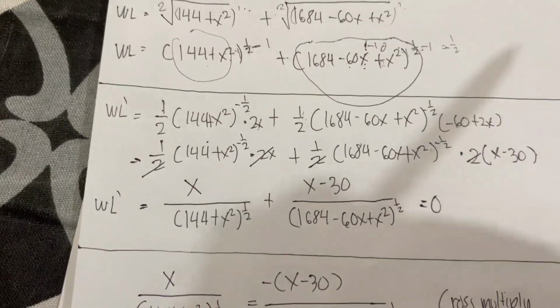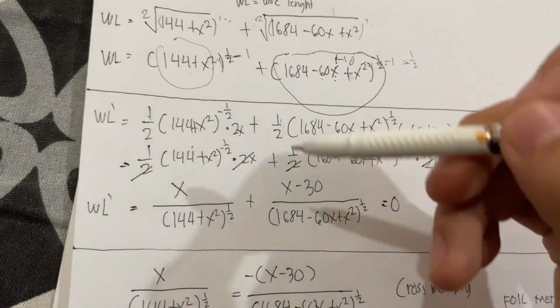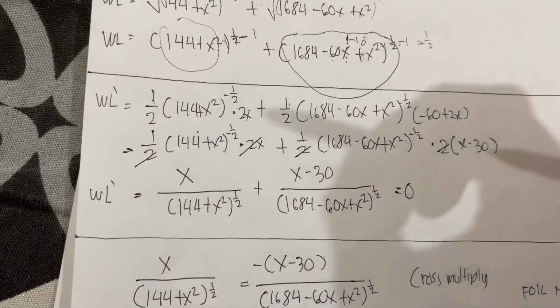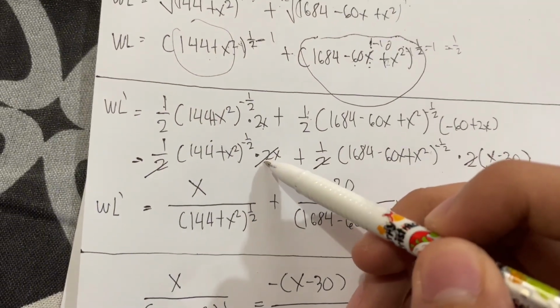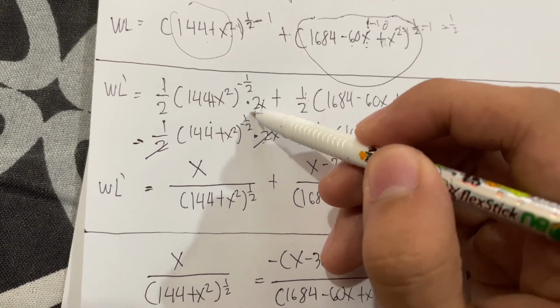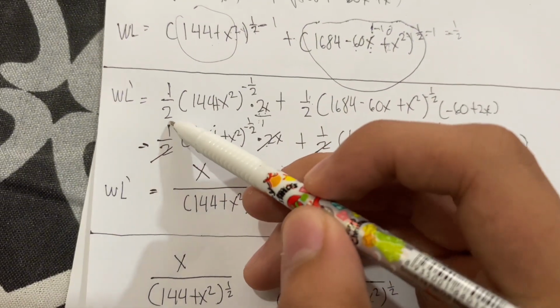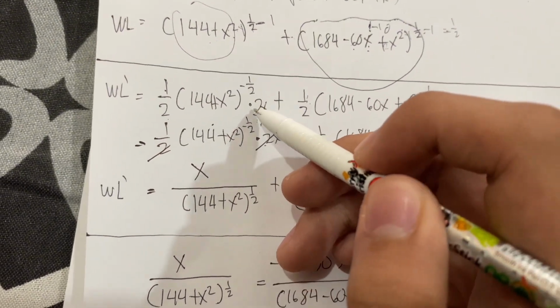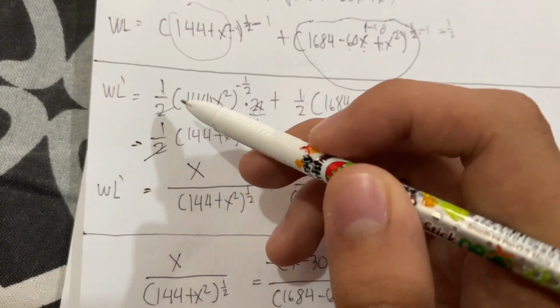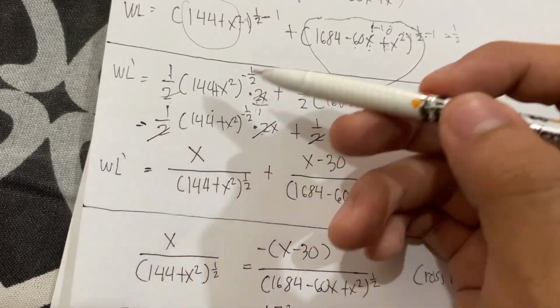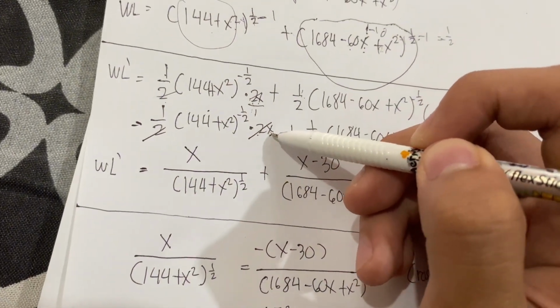Now, the next step will be simplifying, or combining. Since there is a 2x here, we know that this 2x is over 1, and then we have 1 half here. So we can cancel this since it is equal to 1. So that is only x remaining.